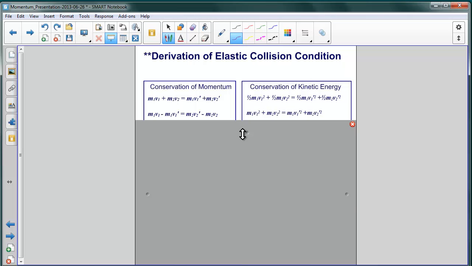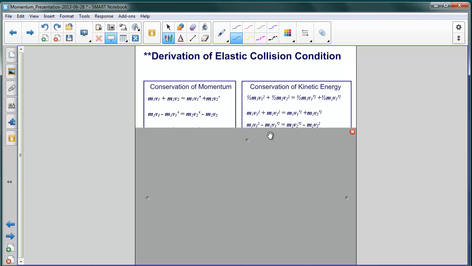We can rearrange these equations. In the case of conservation of momentum, we can collect those terms involving particle 1 or mass 1 on one side and those involving mass 2 on the other. So we end up subtracting m1 v1 prime from both sides and m2 v2 from both sides. In the case of conservation of kinetic energy, we can eliminate all the 1/2s since it's in every single term.